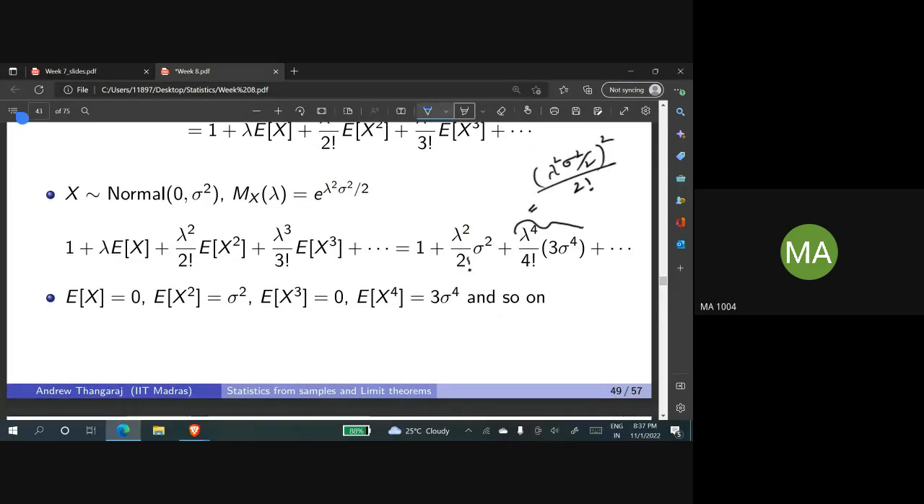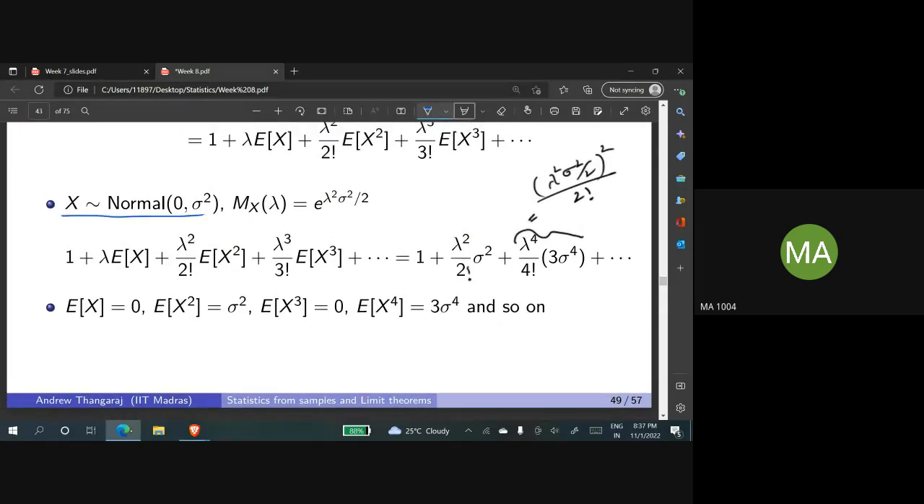Okay. So what is x? X is following the normal distribution with mean 0 and variance sigma square. And we know its moment generating function is given by e to the power lambda square sigma square by 2.